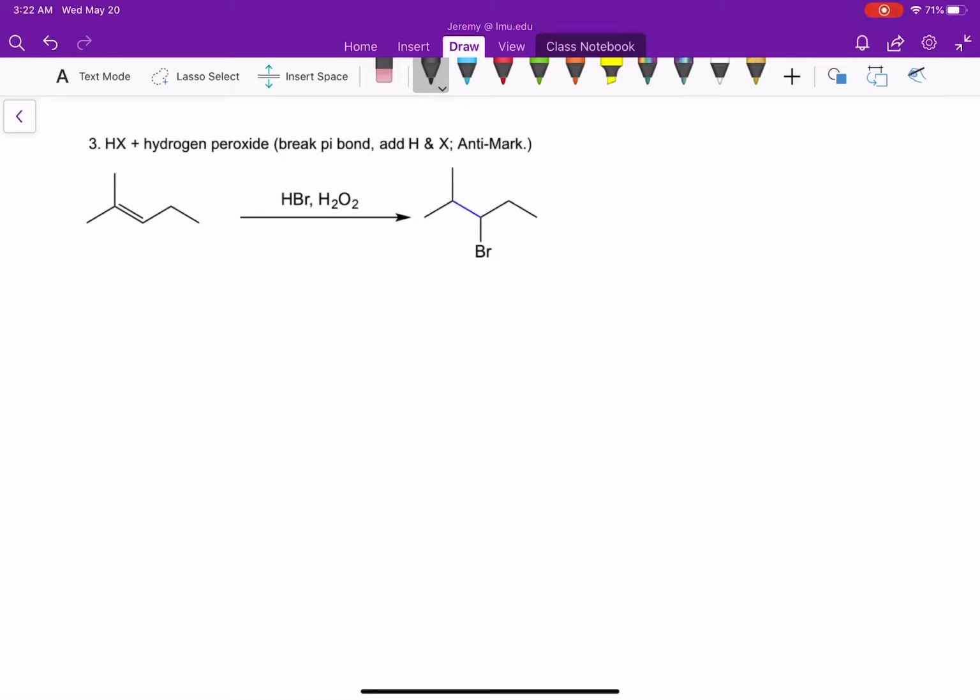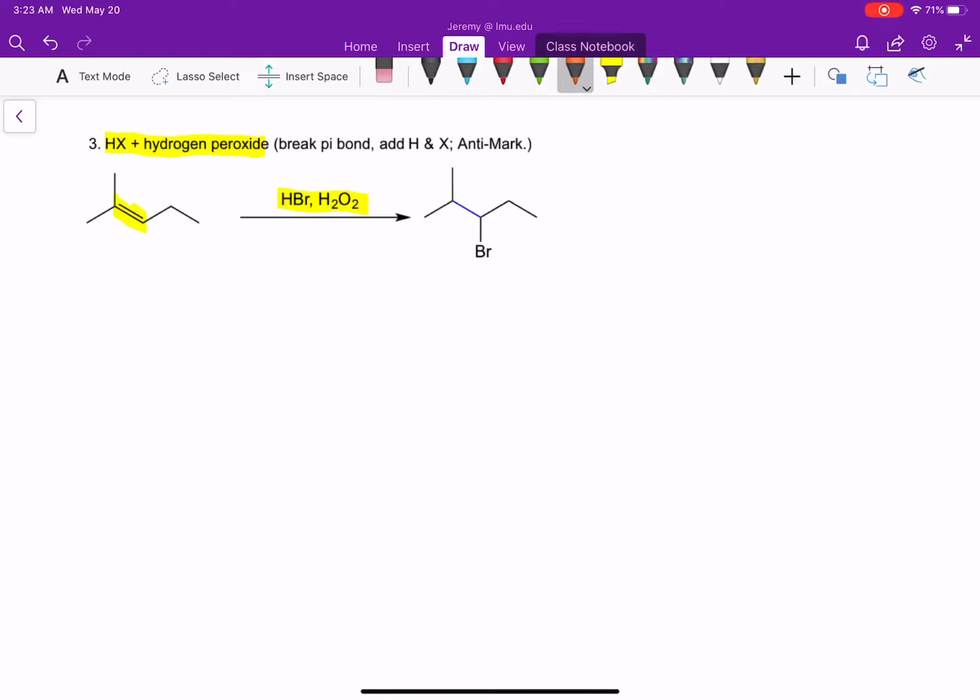Okay, for our third reaction, this is again an alkene addition reaction, right? So we're going to start with an alkene, and now we're going to add HX plus hydrogen peroxide. So we're going to add HCl or HBr plus H2O2, all right? And it turns out that the addition of H2O2 changes the mechanism completely, right?